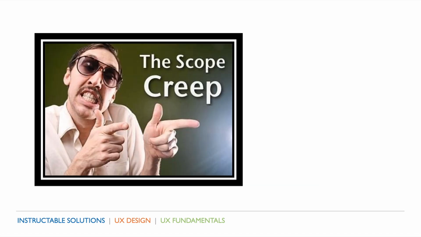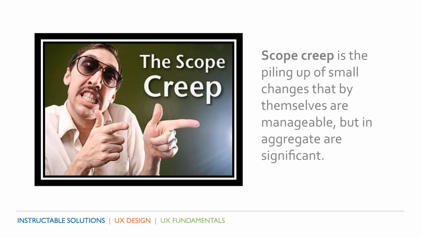The other thing we really want to avoid during our definition of scope is scope creep. If we're too ambiguous in our definition of scope, then our client may make assumptions over what we're going to be doing for them. So the more definition we can get, the better. Scope creep is the piling up of small changes that by themselves are manageable, but in aggregate are fairly significant. And I'm sure you've probably lived some of this previously.